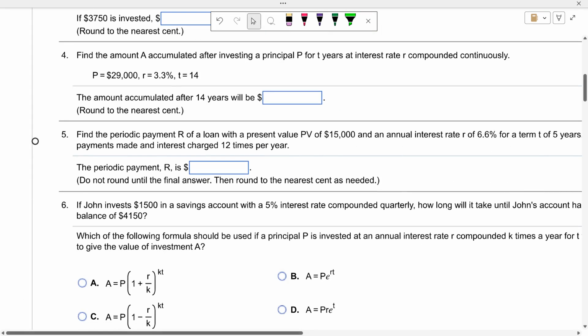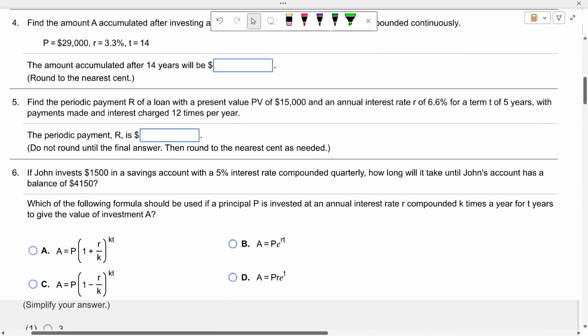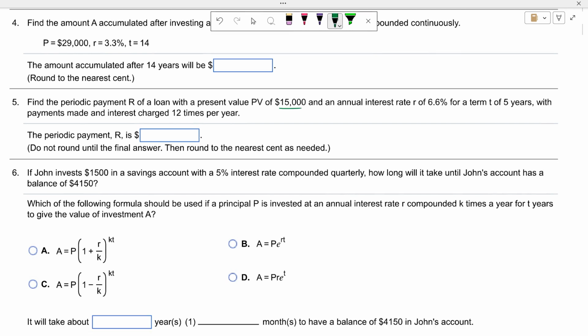Now we get to the fun ones. Find the periodic payment R of a loan with a present value of $15,000. The annual interest rate is 6.6% for the term of 5 years, with payments and interest charged 12 times per year.